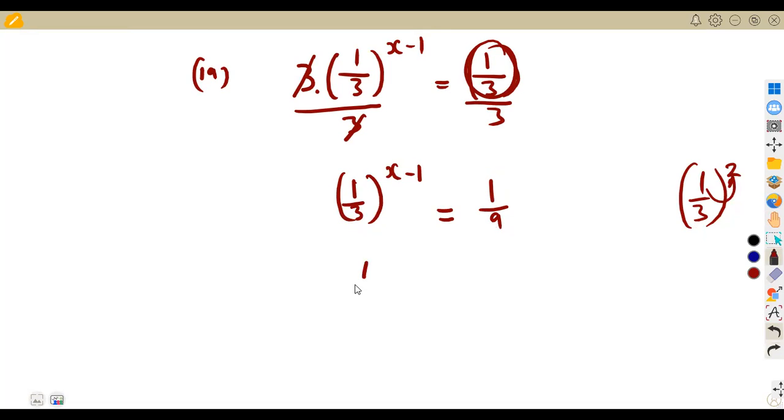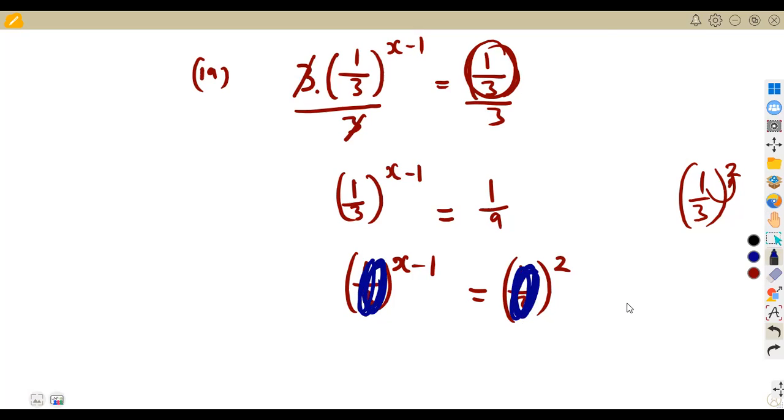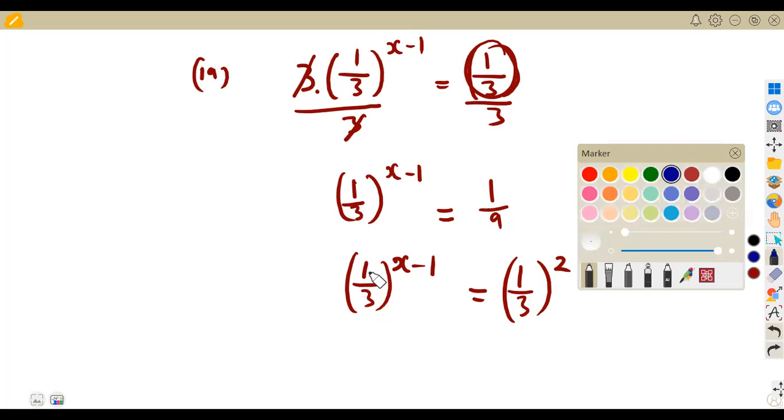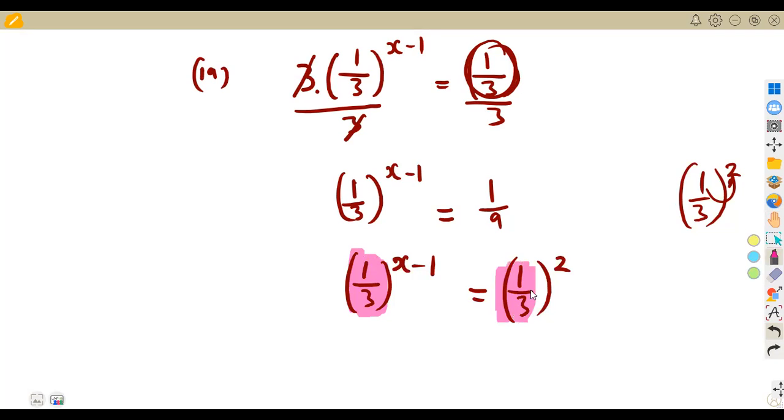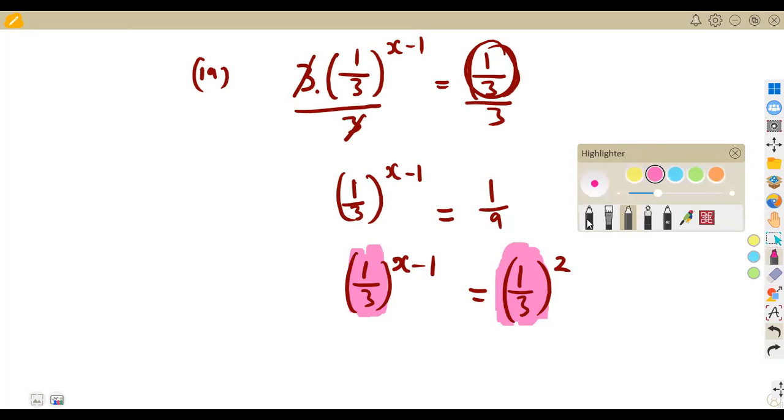So I can write this as 1 over 3 like this to the exponent of x minus 1 equal to 1 over 9, which I can just write as what? As 1 over 3 to the exponent of 2. They're the same, one and the same thing. As long as these two are the same, what am I going to do? I'm simply going to equate, because I can see that this whole part and this whole part that we see here are the same. So I'm going to equate now.